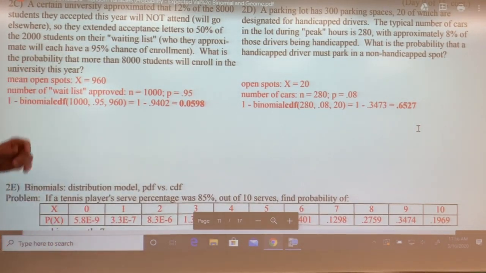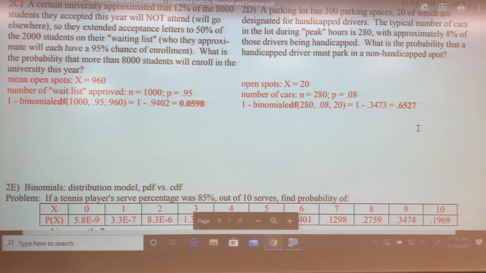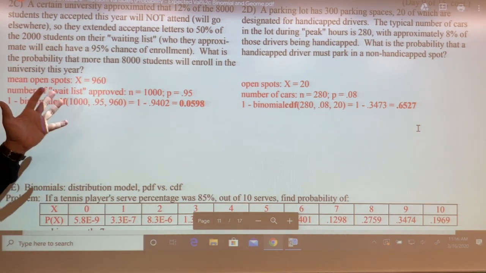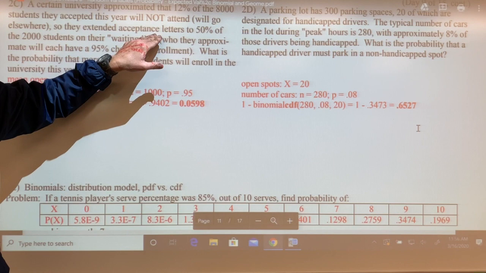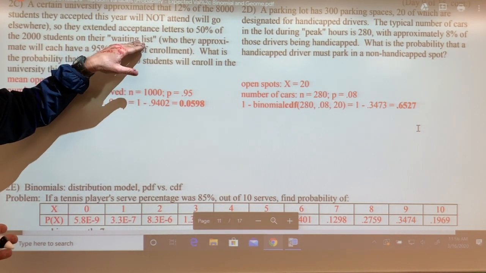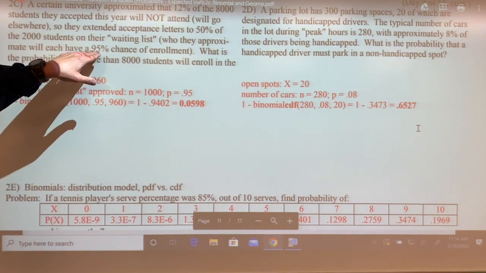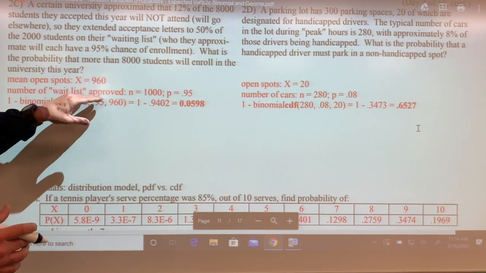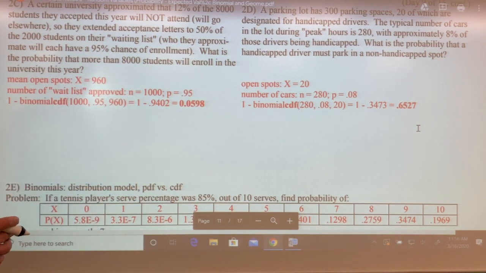Okay, a certain university approximated that 12% of the 8,000 students they accepted this year will not attend. Okay, so sometimes kids are accepted, they don't attend. They'll go elsewhere. So they extended acceptance letters to 50% of their 2,000 students on their waiting list. Okay, and they're assuming they have a 95% chance these kids are going to accept. What is the probability that more than 8,000 students will enroll in the university this year?